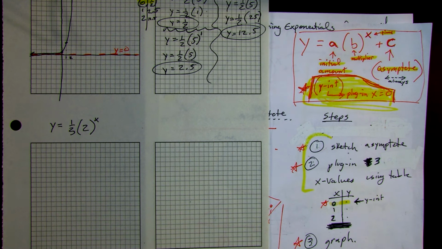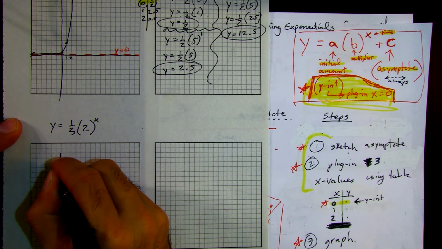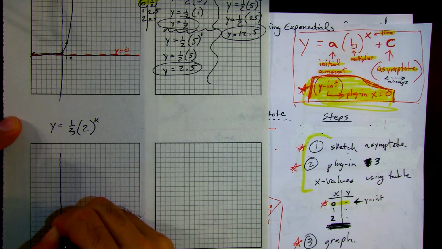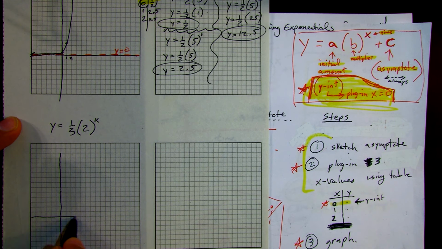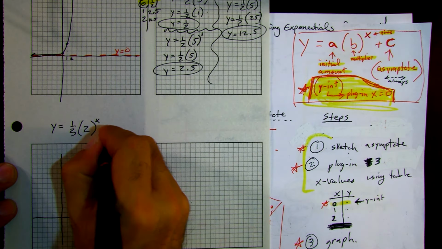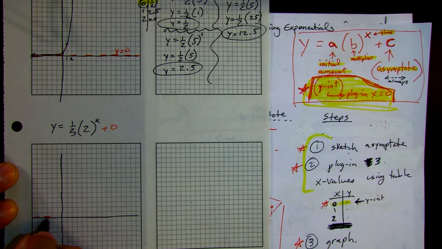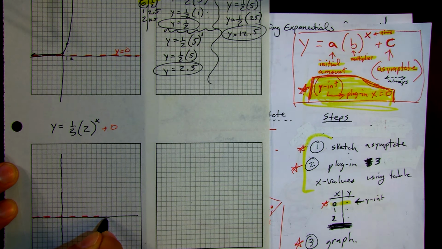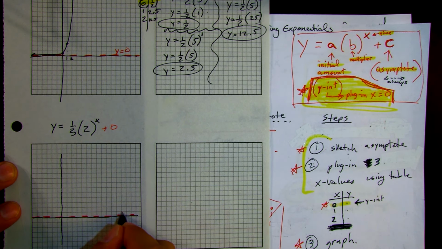Okay, so let's see. What is the asymptote? Go ahead and make your graph. This one looks pretty similar to the last one because what is our C value? Show me on your hands. Yep. Plus 0. So I know that I need to dash it out right here. All right. You might label that as well.